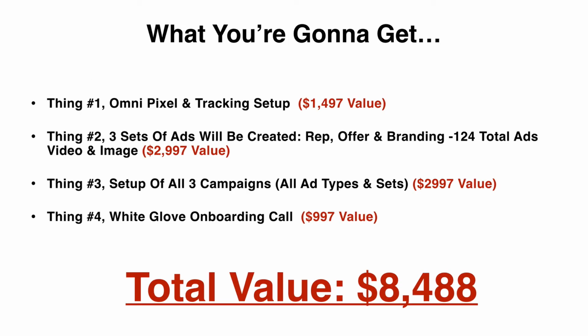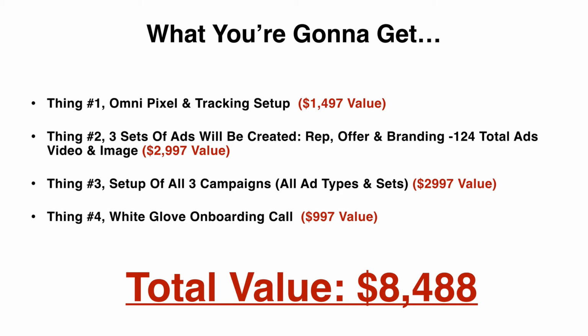All right, so thing number one is you're going to get the OmniPixel and tracking setup. That is a $1,497 value. We've got to go set up all your ads accounts. We've got to drop all the pixels on your website. There are so many steps in here. We've got to make sure that each and every one of the phone call leads, web form leads, or email leads that you get are being tracked so that you know what's working in your marketing and what's not. In fact, if you asked us to do just the OmniPixel and tracking setup, we probably would say no. It's just that much work. So we put a value of $1,497 on it.